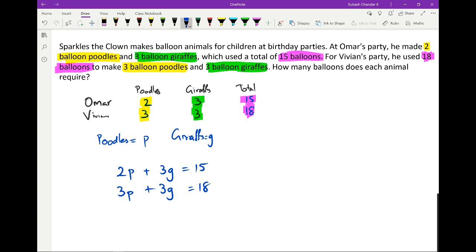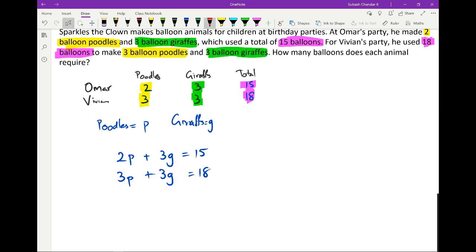So in this one, what you could do is you can do elimination straight away. The reason you can do elimination straight away is because if you look at these two values, they're 3g and 3g. If you want to do elimination, what normally happens is people subtract this entire equation. But instead of doing that, I'm going to show you guys a slightly different trick.